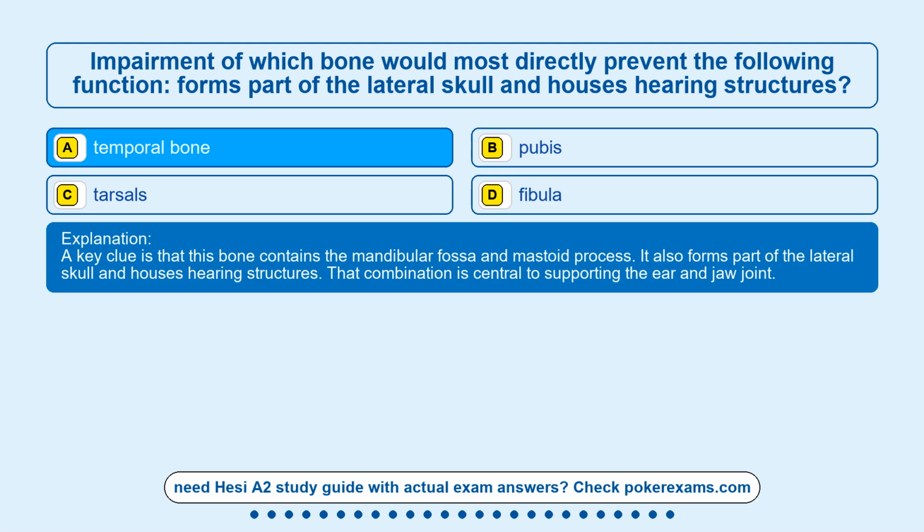A key clue is that this bone contains the mandibular fossa and mastoid process. It also forms part of the lateral skull and houses hearing structures. That combination is central to supporting the ear and jaw joint.